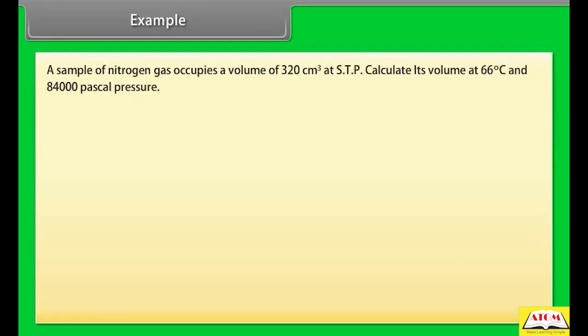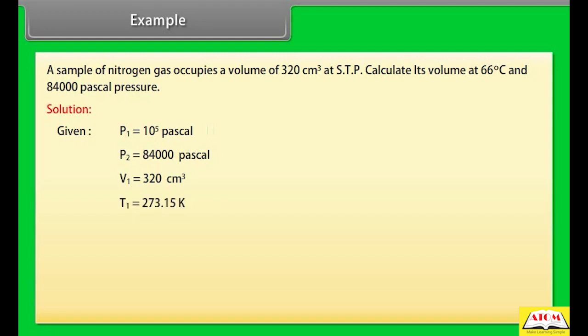Example: a sample of nitrogen gas occupies a volume of 320 cm³ at STP. Calculate its volume at 66 degrees Celsius and 84,000 Pascal pressure. Solution: given P1 is equal to 10^5 Pascal, P2 is equal to 84,000 Pascal, V1 is equal to 320 cm³, T1 is equal to 273.15 Kelvin, T2 is equal to 66 degrees Celsius, which is 66 plus 273.15, equal to 339.15 Kelvin. We have to find V2.